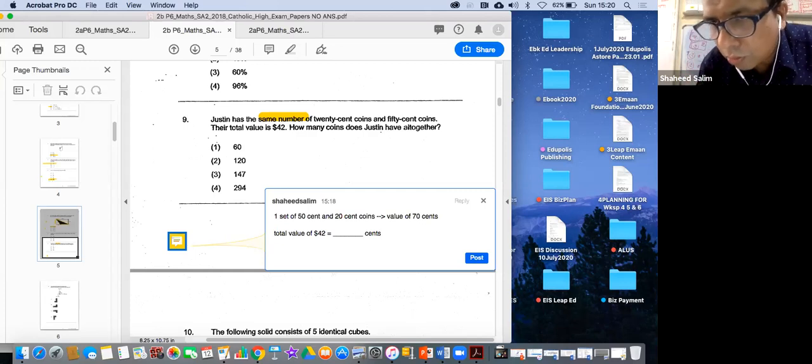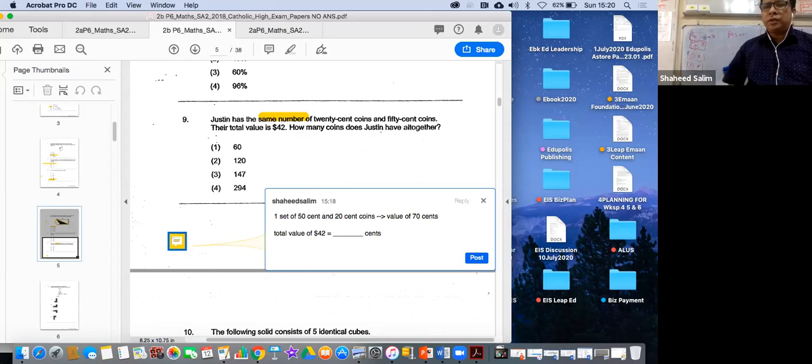Is that sets or coins? Shafika, is that sets or coins? Ask yourself. They want to find coins, no? How many coins altogether?